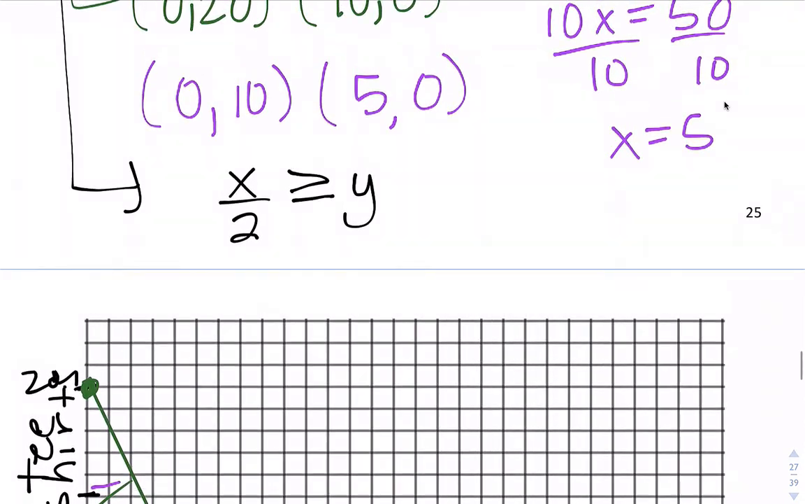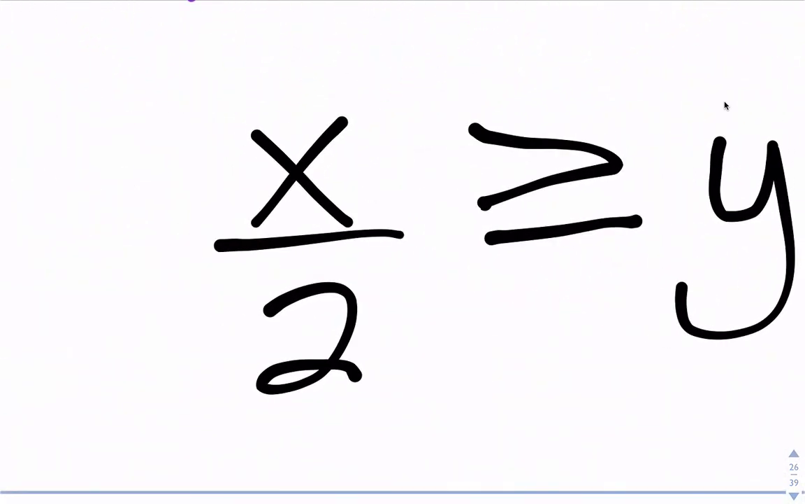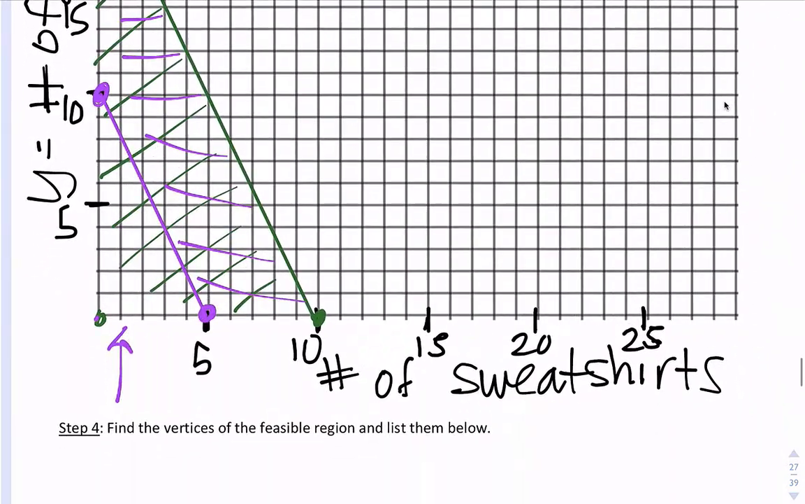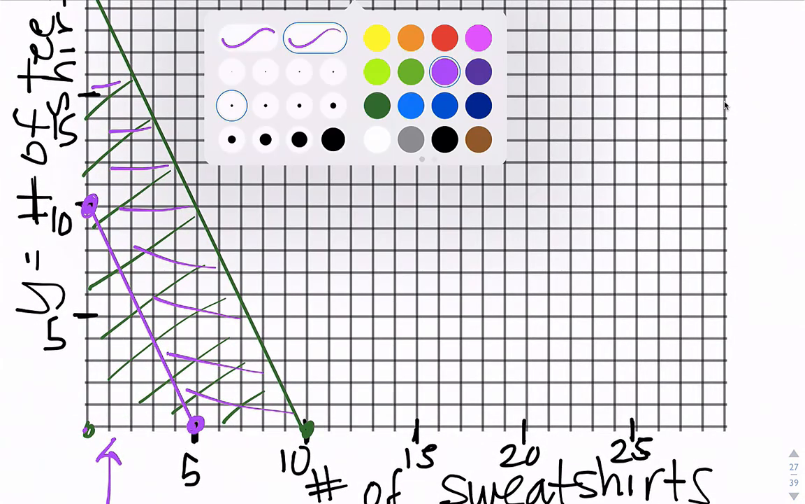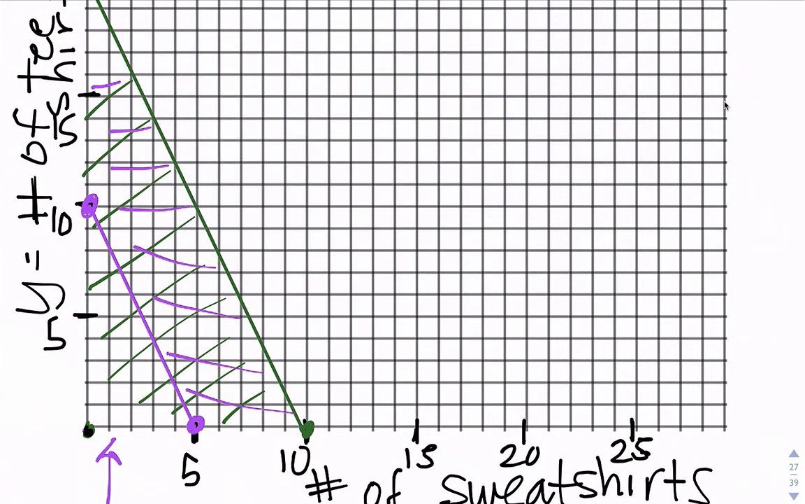In our last one to graph, we're graphing the line x over 2, which is 1/2 x, which means the y-intercept is 0, and the slope is 1/2. So we start at 0. We're going to go up 1 over 2, up 1 over 2 in each direction. And it's a solid line. I didn't do that very well.